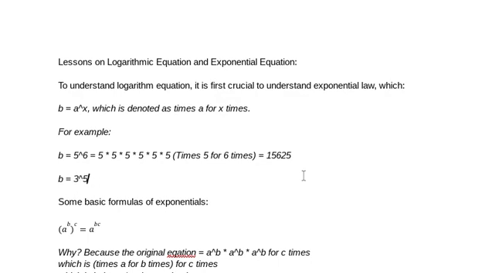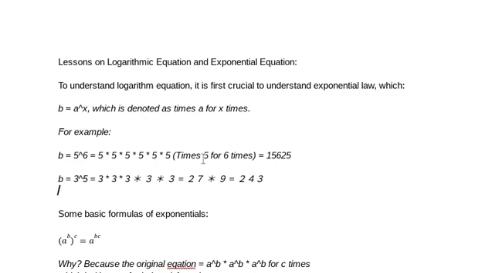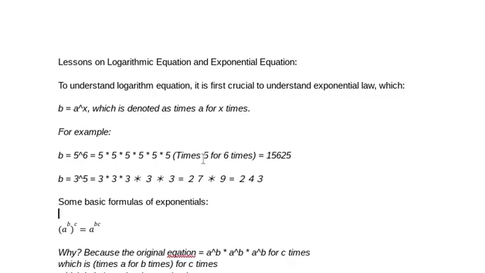Okay, so let's try another example. What's 3 to the power of 5? So 3 to the power of 5 is 3 times 3 times 3 times 3 times 3. Okay, 243. So after we know this is 243, we now know the way to calculate the exponential. Let's talk about some basic formulas.